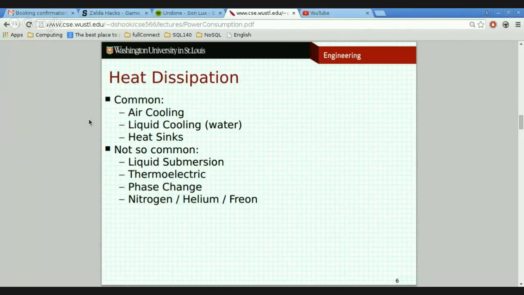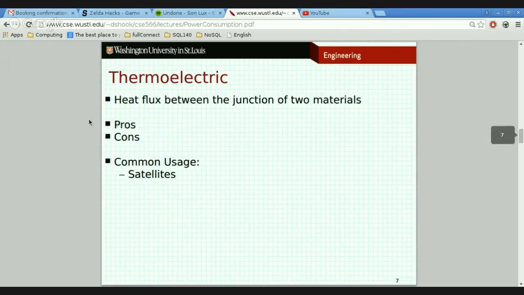And then you can also use some exotic liquids like nitrogen or helium or freon, basically the same kind of stuff you might expect. Freon is what you have in your air conditioners, right? Liquid nitrogen is one of the coldest materials on the planet. So those can also be used to potentially cool your computer down, although very much on the extreme end of things. And then we also have thermoelectric.